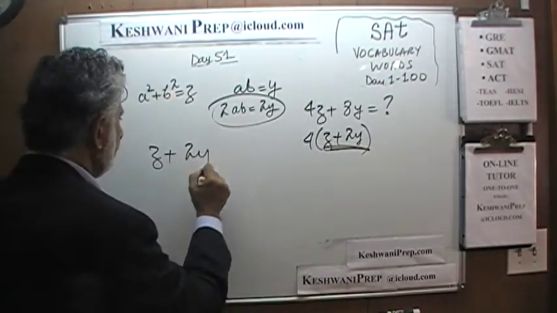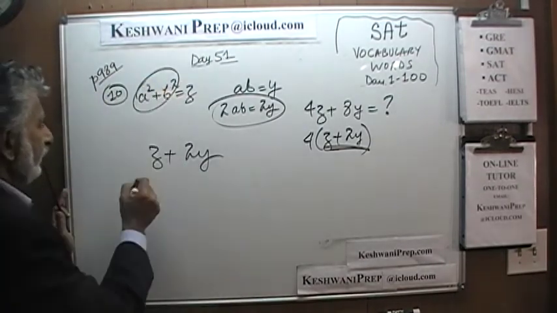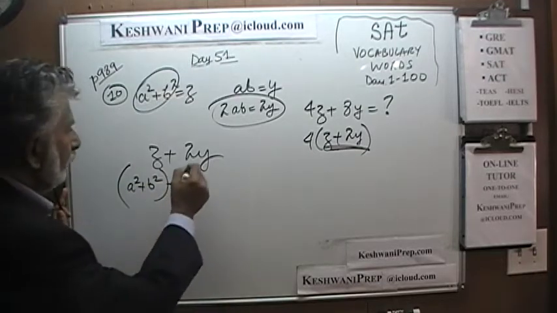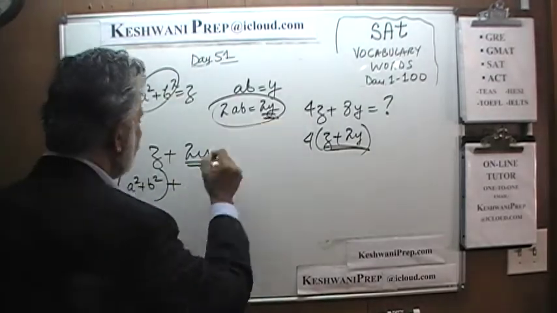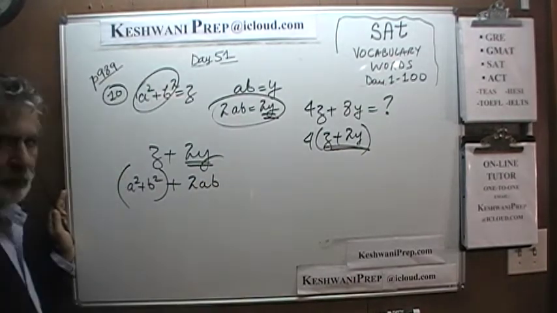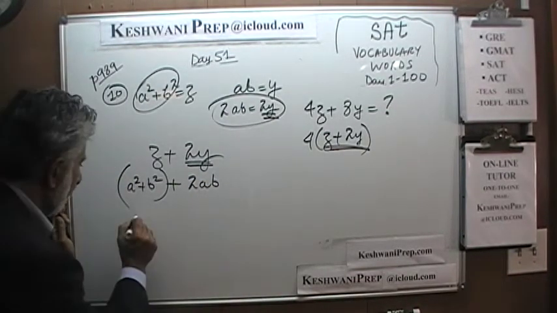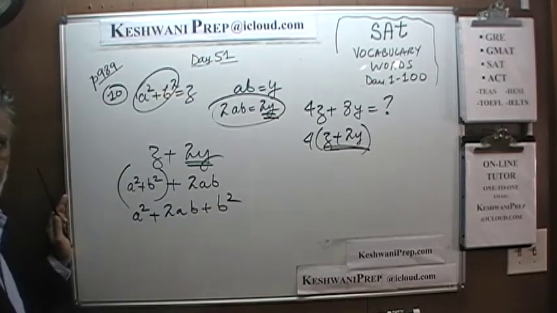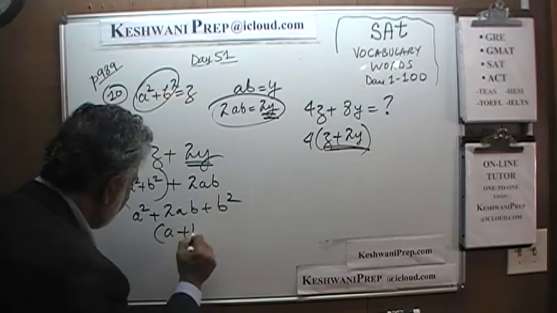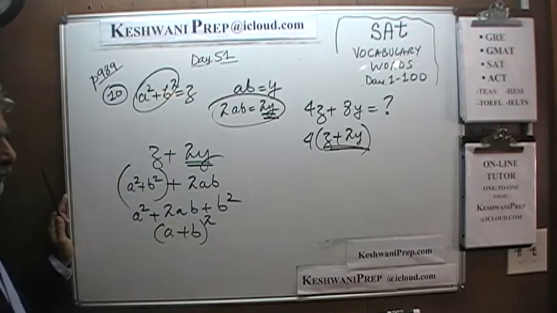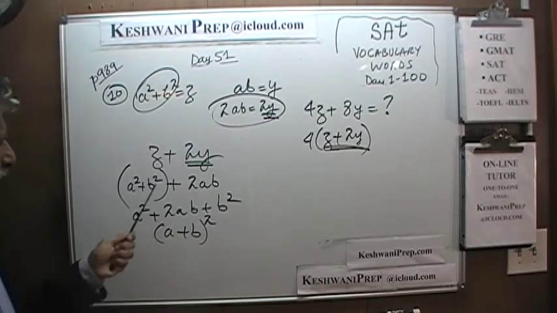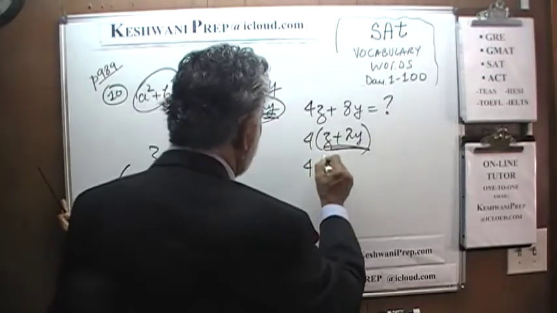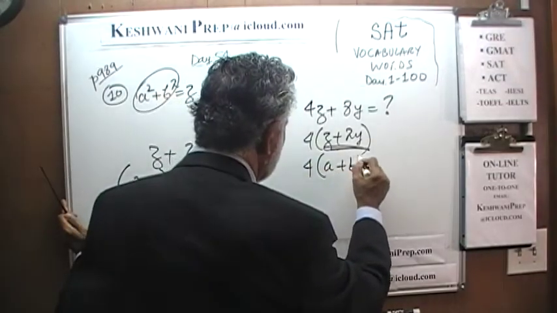z plus 2y: z is this guy right here, a squared plus b squared, that's your z. And 2y, which we found out, is 2ab. You recognize it now? We can write this as a squared plus 2ab plus b squared, which is simply (a plus b) whole squared. So this quantity, z plus 2y, is simply (a plus b) whole squared. So it's 4 times (a plus b) whole squared.